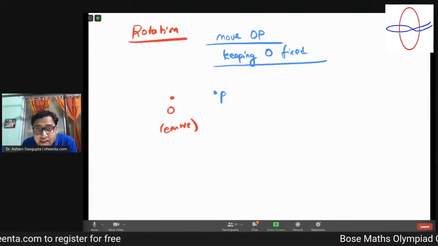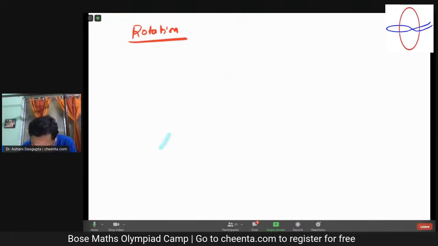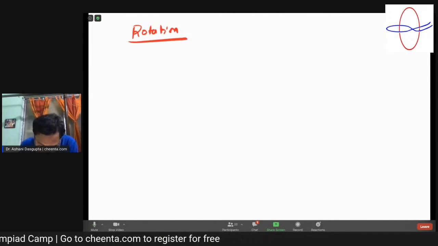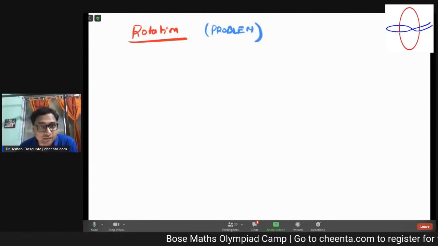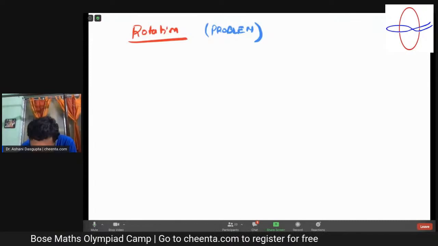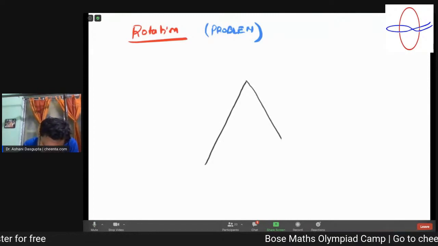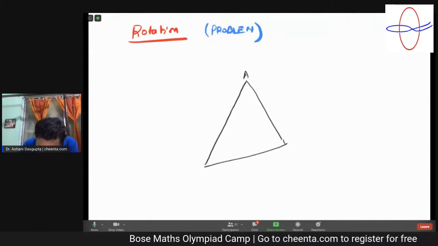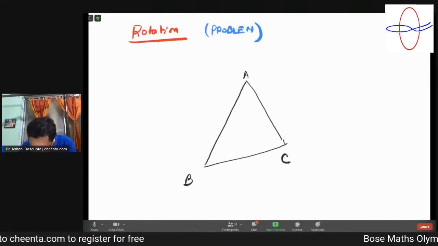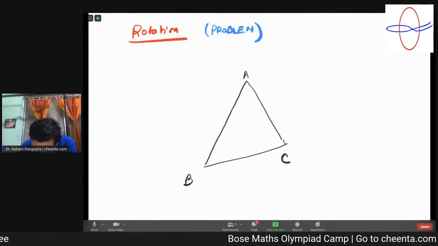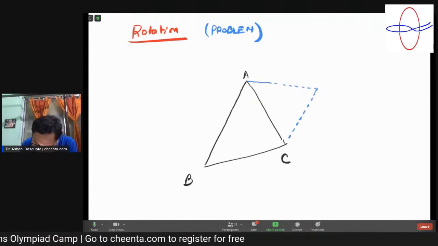So as I said, we will be directly going into a problem to apply this notion of rotation so that we can learn more about it. Okay. So it's very simple. The problem is like this. You start with a triangle ABC. And many of you have seen this problem maybe. And you draw equilateral triangles on two sides of ABC.